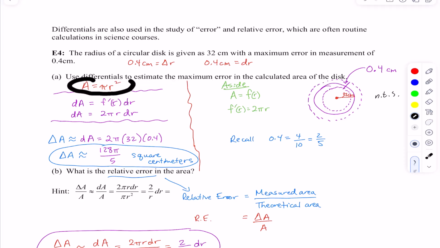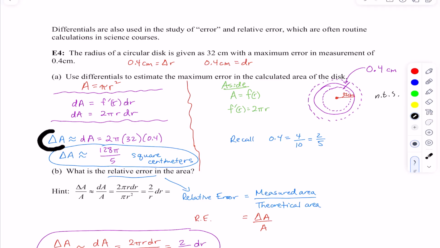Here is the area formula for a circular disk. Notice it is a function of r, and it's a differentiable function. So if you differentiate the function f of r, you simply get 2 times pi times r. Using the definition of differentials, we can actually get the theoretical change in area. And that theoretical change in area is called dA.